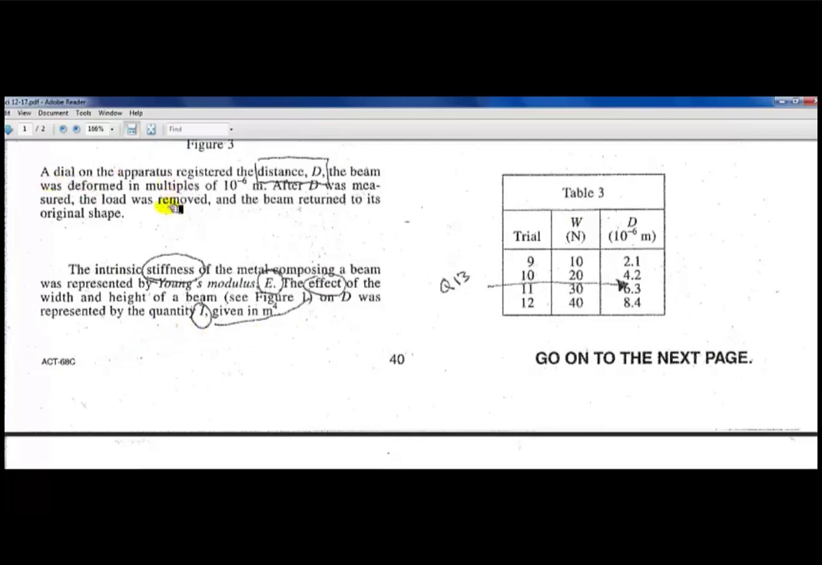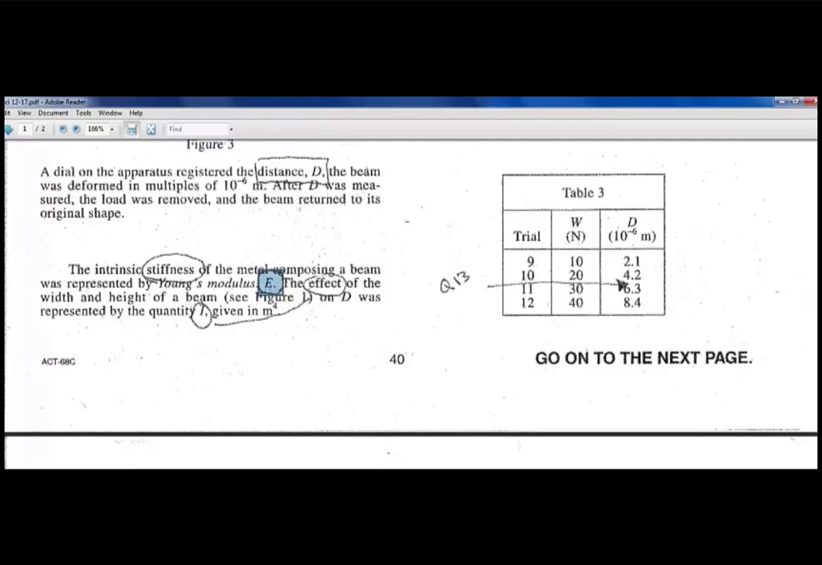Then we finger scan for the definition of E. We find E here, and it tells us it's Young's modulus, which is the stiffness. I is the size of the beam, and E is the stiffness.